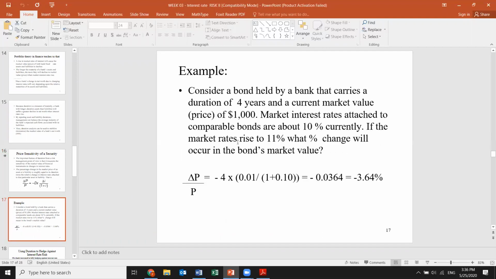So we are given an example here. Consider the bond in a bank that carries a duration of 4 years. So let's say the duration is calculated. We're not calculating it here. And the current market value is $1,000. Here they call the bond value, it is not the face value. We know the face value is usually equal to 1,000, but here the bond value is 1,000. And the market interest rate on comparable bonds is about 10% currently. If the market interest rate increases to 11%, what percentage change will occur in the bond market value?